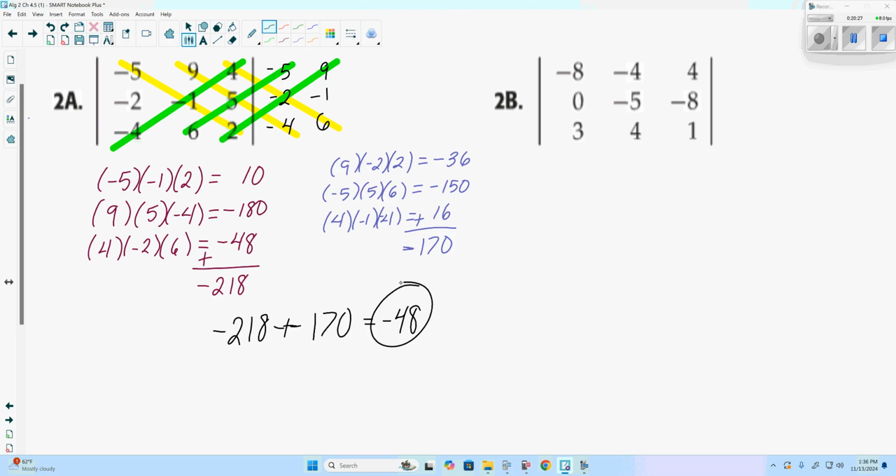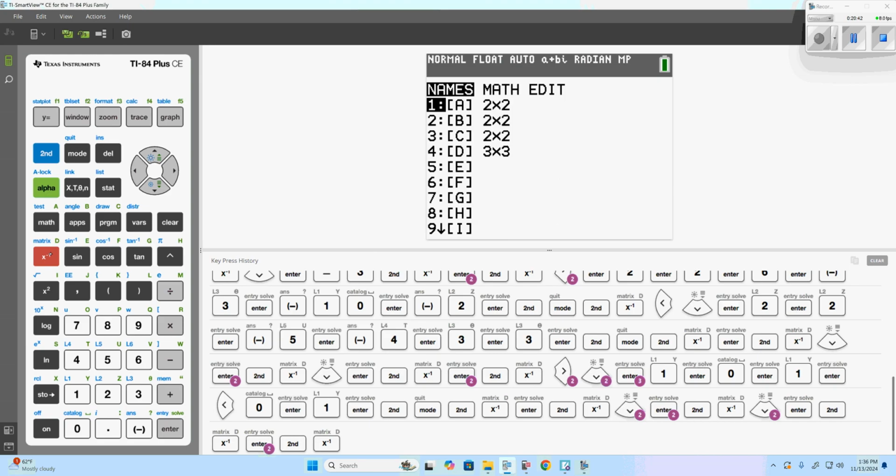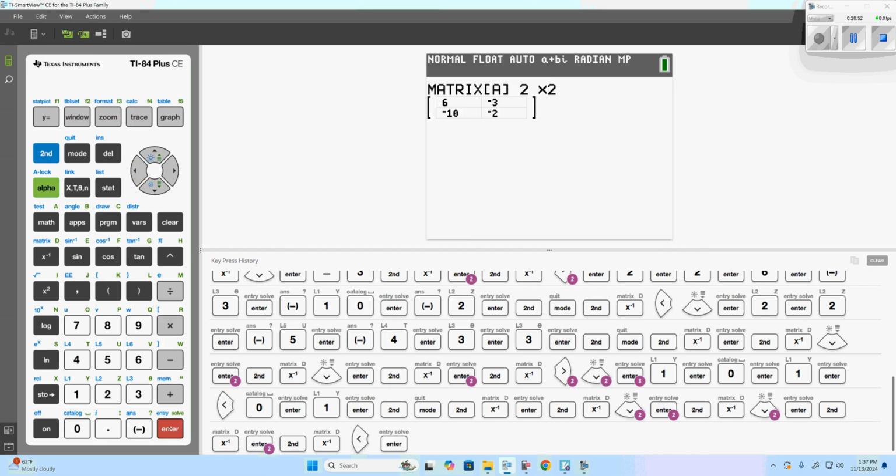Questions on how we did this here? We can do these in the calculator, so we'll look at the next one. But for us to be able to do these in the calculator, the first thing we've got to do is put the matrix into the calculator. So we go second matrix and over to edit. We'll put this in matrix A.